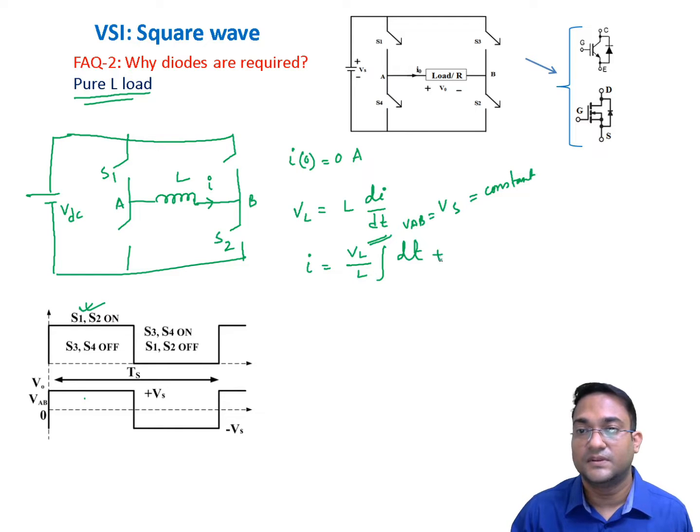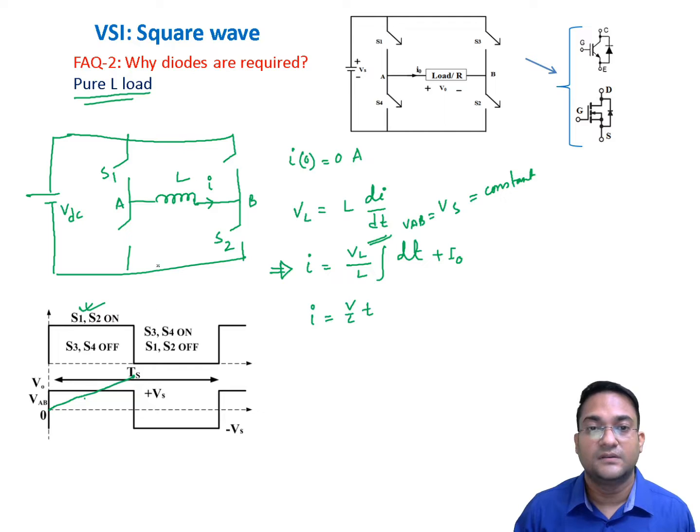And also for the integration, there will be the previous value, right? The initial value you have to add for any integration. So this is how the inductor current equation will look: I is V by L integration dt plus I0. So initially when I started, I0 was 0 because there was no initial current, and V is a constant number. So your I will be V by L into T, and the current will increase linearly.